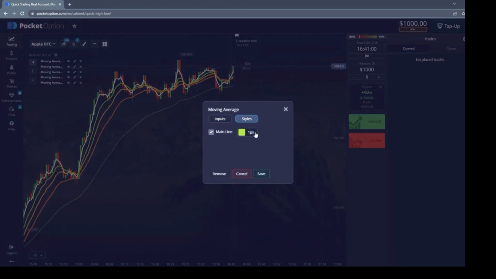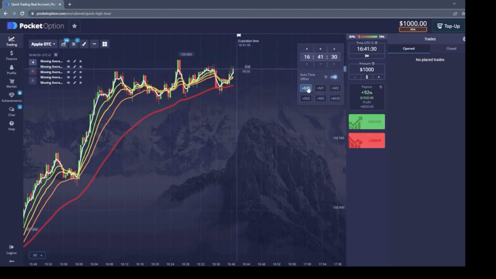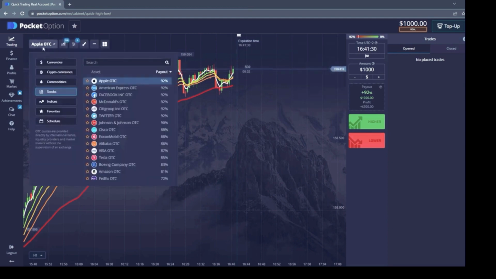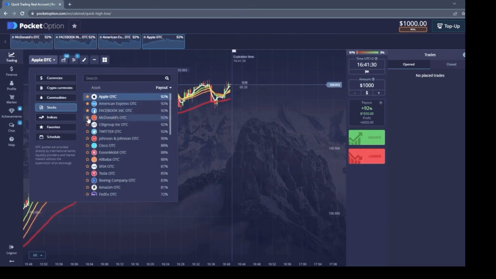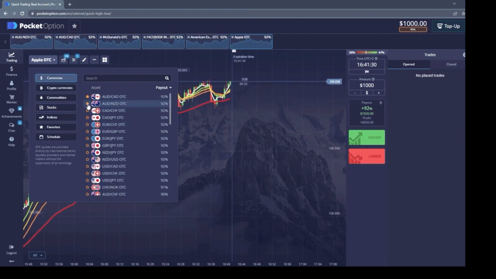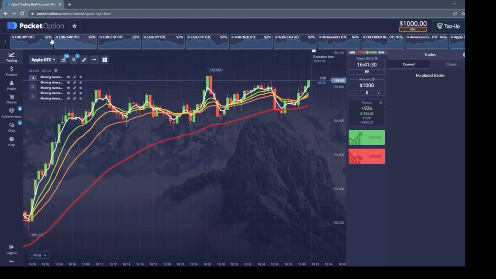Make sure to choose the colors so you can easily recognize when all the moving averages are lined up. I traded this on the 30 seconds time frame, but feel free to test it on higher time frames too. The candles are also set to 30 seconds candles. I choose some pairs with decent payout. Let's look for opportunities.